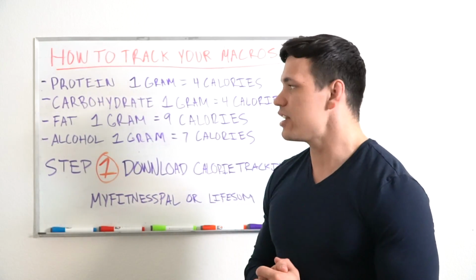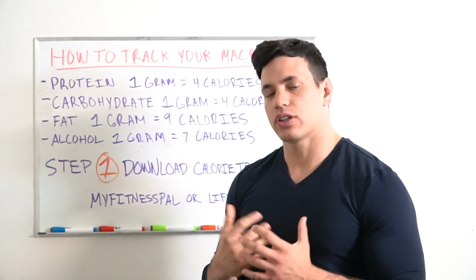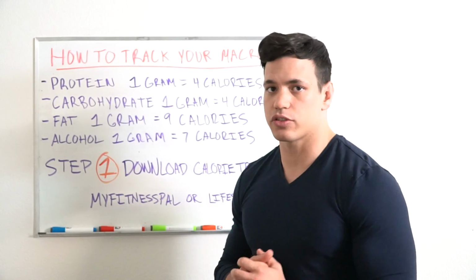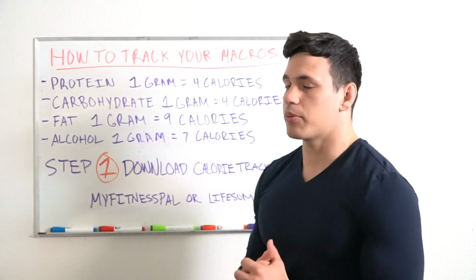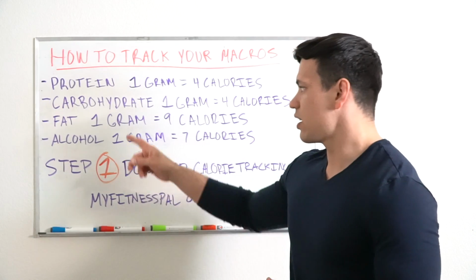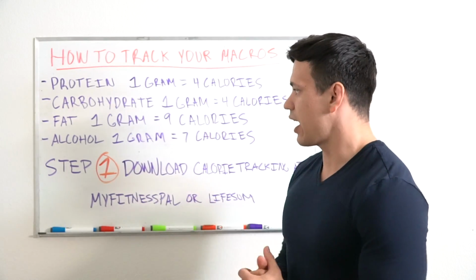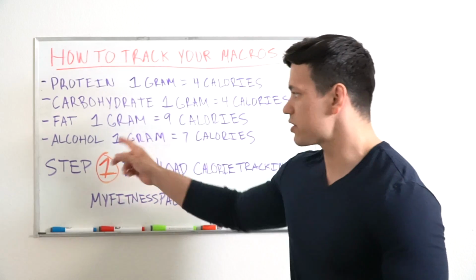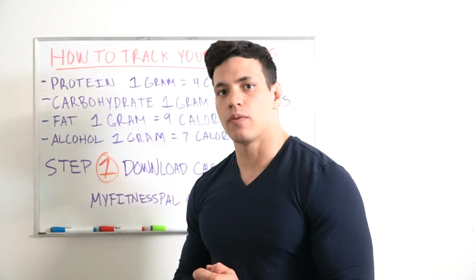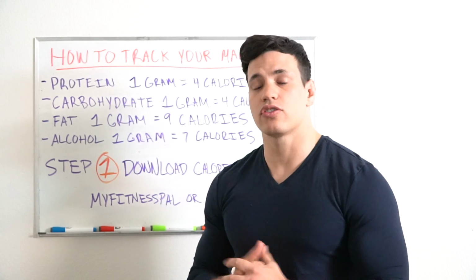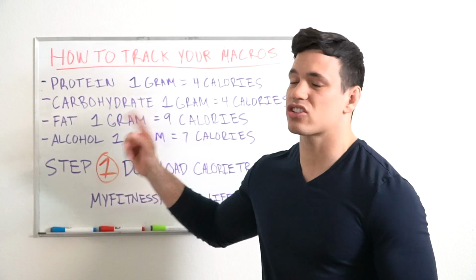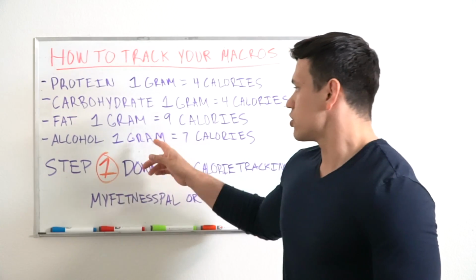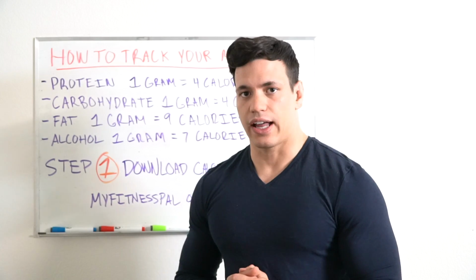Now, when you look at each macronutrient and what their calories are per gram, you see that 1 gram of protein equals 4 calories, 1 gram of carbohydrate equals 4 calories, 1 gram of fat equals 9, and 1 gram of alcohol equals 7. Now, I don't suggest that you drink alcohol if you're trying to build lean muscle, lose fat, whatever your goal is. It's only going to slow the process down. However, if you must, just make sure that you're tracking your calories.